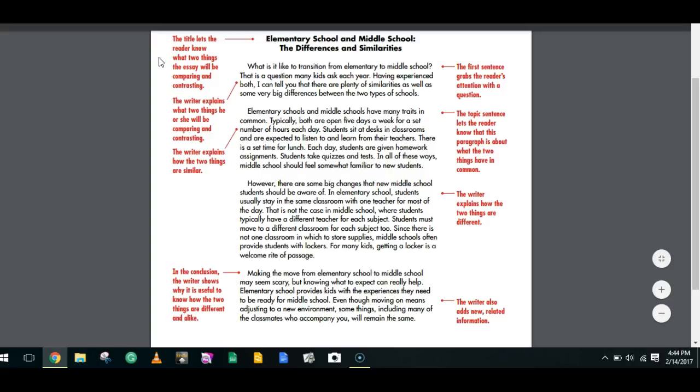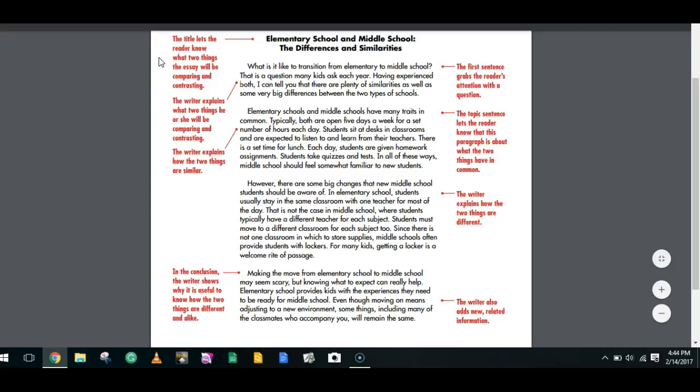The first thing I want you to pay special attention to as you look at the essay on the screen is the number of paragraphs. If you count them, you'll take note right away that there are 4 separate paragraphs. The very first paragraph is the introduction. The second paragraph deals with similarities. The third paragraph deals with differences, and the fourth paragraph is the conclusion.